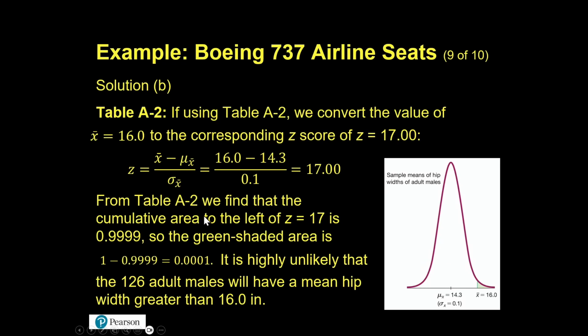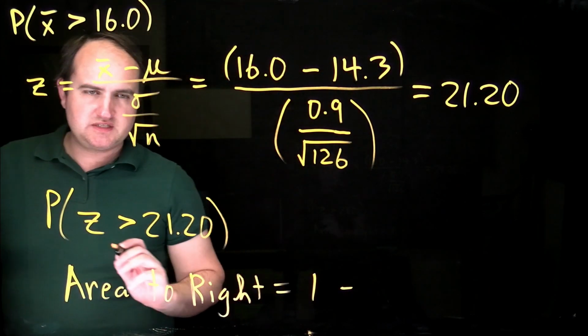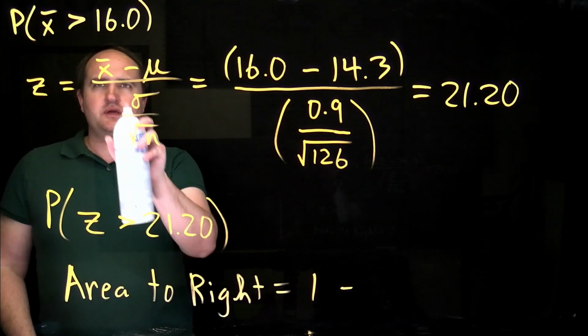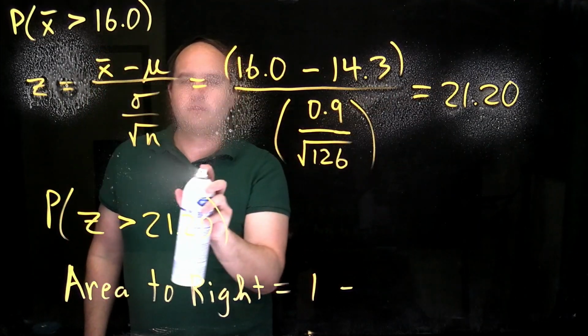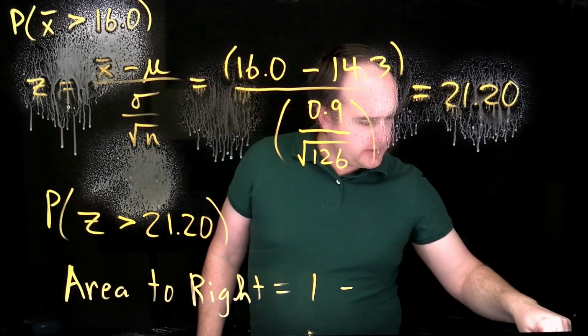using table A2 is going to feel a little bit strange. So whether we have 17.00 like they do on the slides because of a rounding error, or my more accurate value of z equals 21.20, the issue is, how do we look it up in table A2? Well, while I erase this, let's go to table A2.